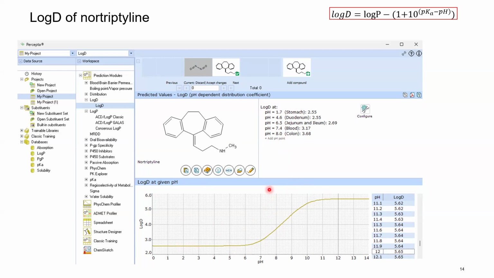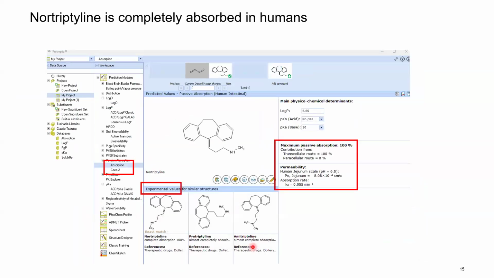And in the jejunum at a pH of 6.5, the log D is 2.69. And this is a good range for compounds to be permeable. But is the compound permeable in humans? So you can predict the passive absorption in the intestine, and it's predicted to be 100% via the transcellular route. So there are two basic routes, transcellular and paracellular. In this case, because it's a larger molecule, it's transcellular.